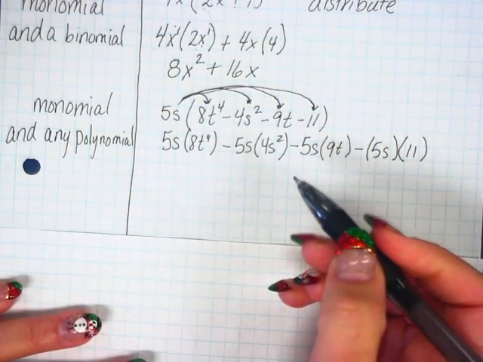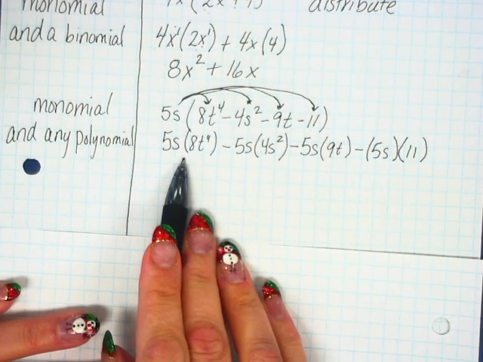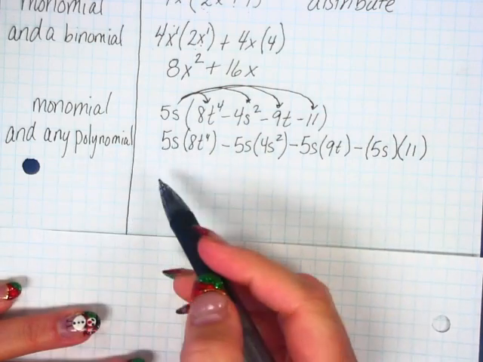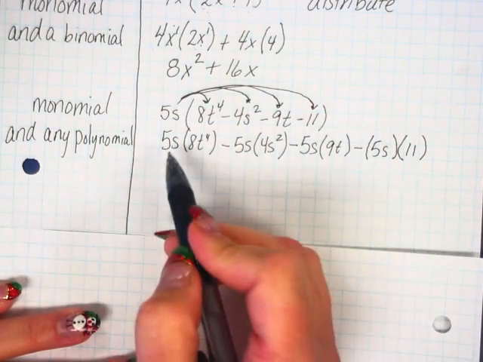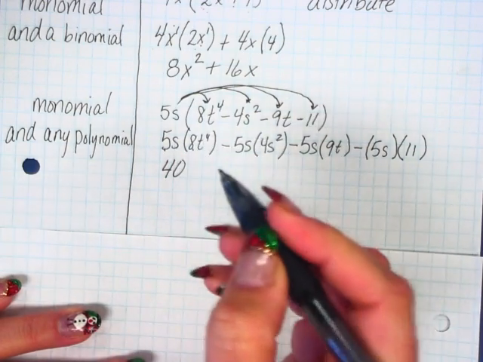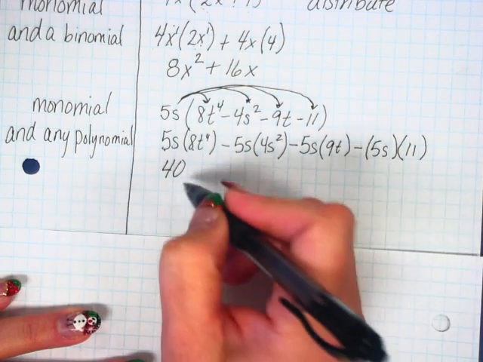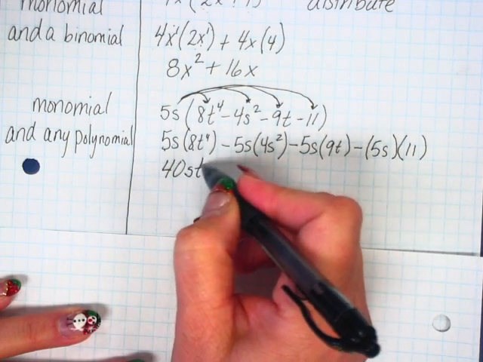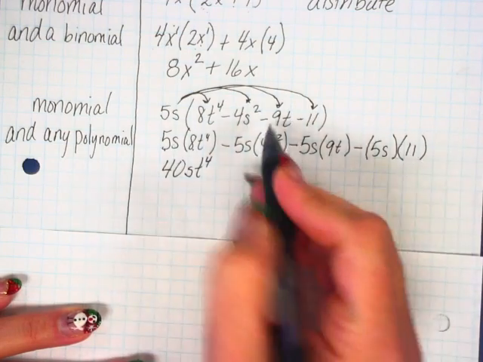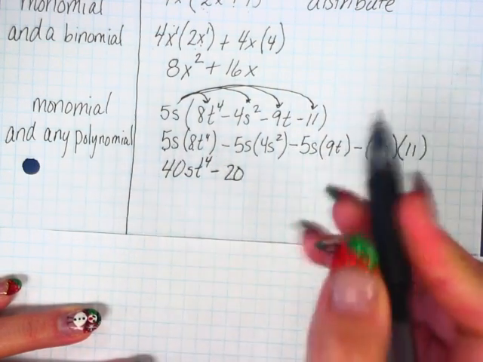So now let's do the multiplication. You could separate it out just like I talked about in the last problem, but at this point, you should be able to do this part in your head and say 5 times 8 gives me the 40. And then you have s and t. These are two totally different things, so you're going to have to just write them down. S and t to the fourth power. Negative 5 times positive 4 is negative 20.